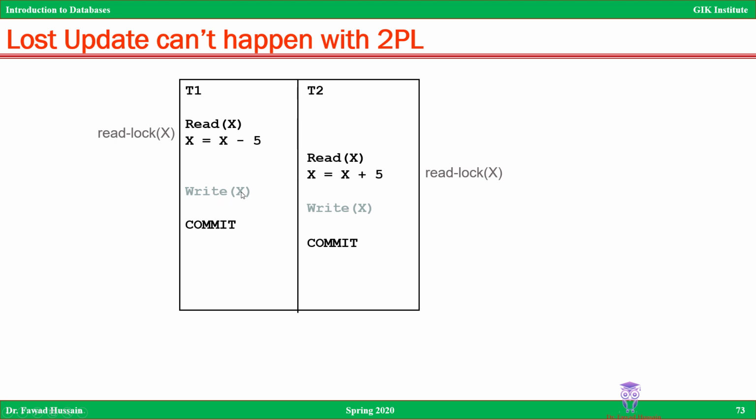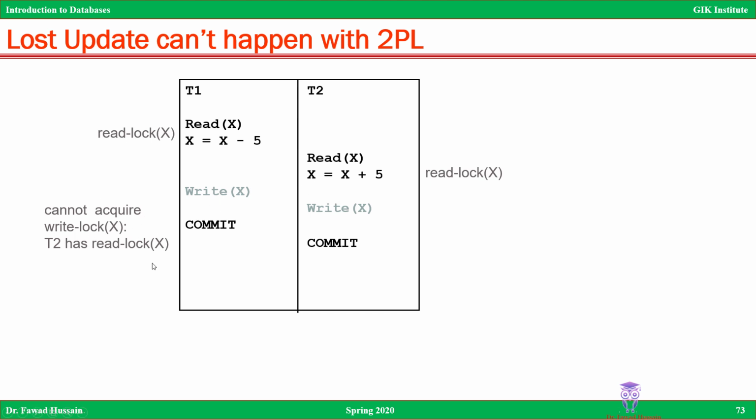Now when you come to writing the X, because you have modified the value of X, before you write you need to acquire a write lock, which will not be possible because T2 has already acquired a read lock. Just recall that read and read is possible, but read and write, write and read, or write and write, these three combinations are not possible. Only read and read is possible. So because there is already a read lock by a second transaction, you cannot have an exclusive lock for yourself, because exclusive means you are the only one that has the lock and nobody else has any kind of lock, whether read or write.